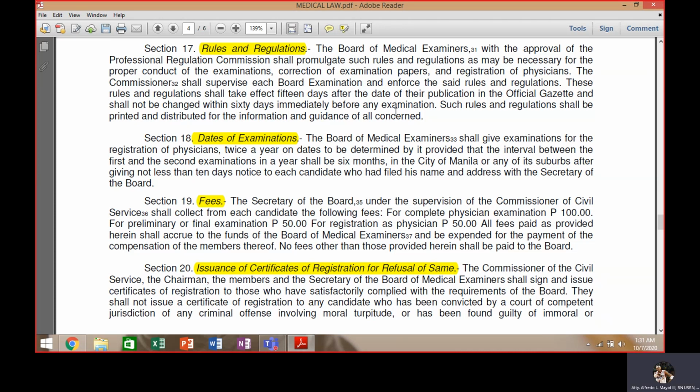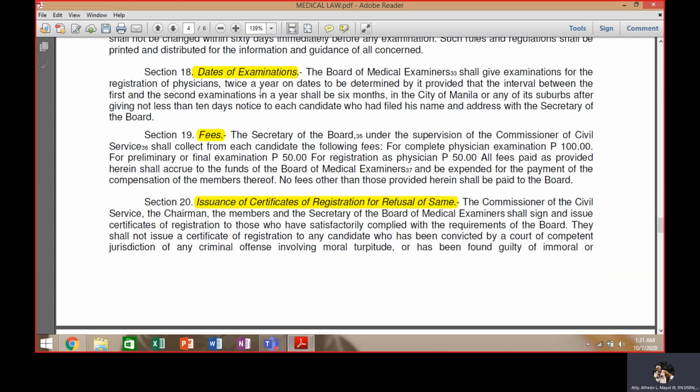and regulations shall take effect 15 days after the date of their publication in the official gazette and shall not be changed within 60 days immediately before any examination. Such rules and regulations shall be printed and distributed for the information and guidance of all concerned.